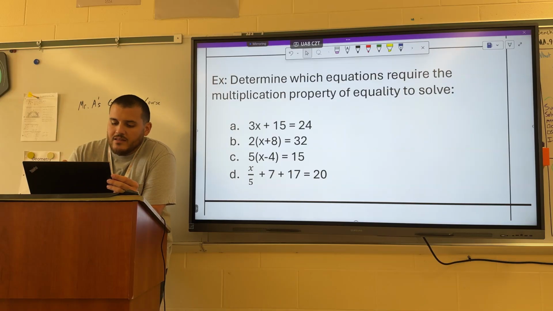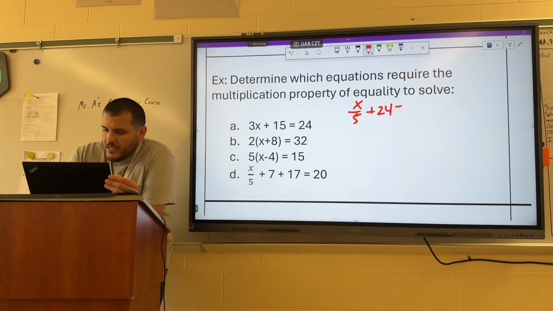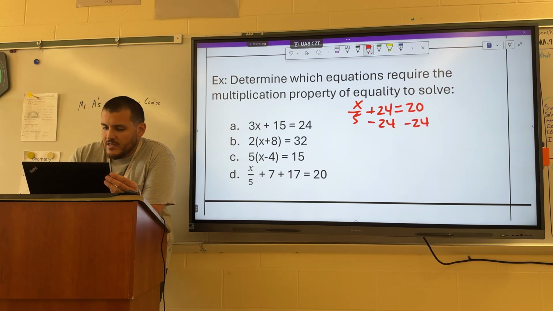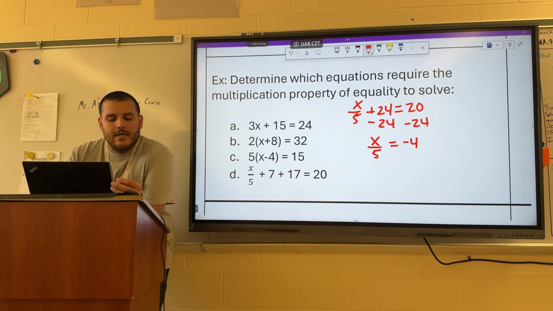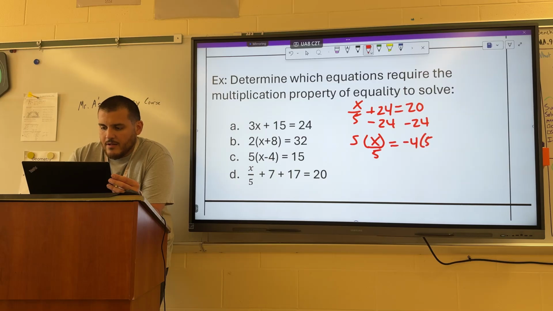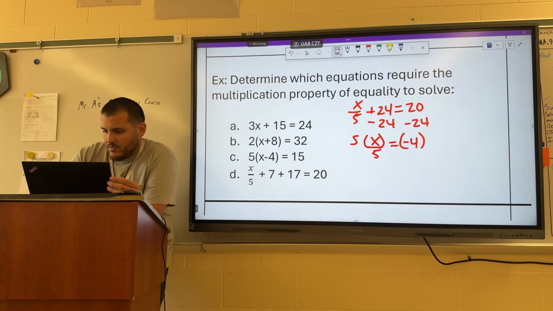After we combine the 7 and the 17, we end up with x over 5 plus 24 equals 20. We would then use the subtraction property of equality to move the 24 over. So we get x over 5 equals negative 4. And then from here, we would use the multiplication property of equality to get x by itself. We would multiply both sides of the equal sign by the same number. Multiply both sides by 5. I kind of wrote that funky over here.